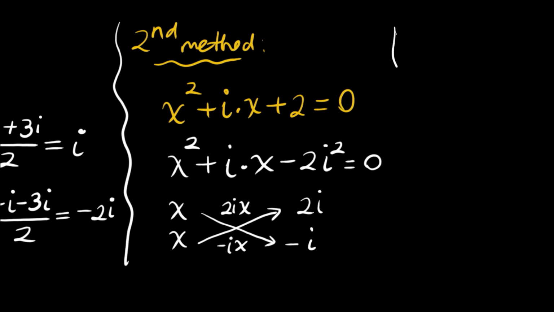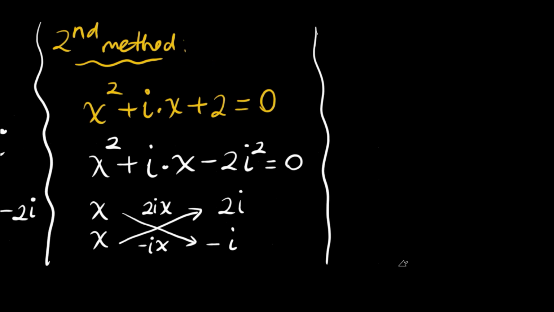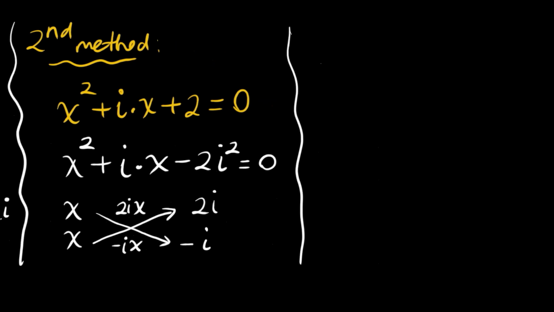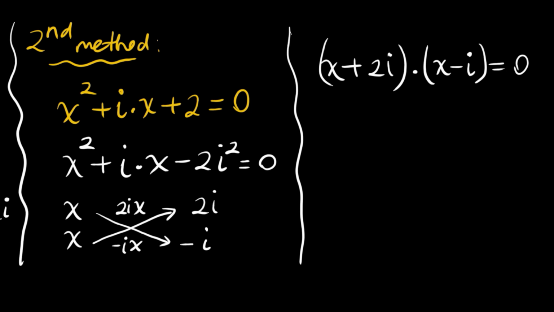So the factorization here is x plus 2i times x minus i is equal to 0. So we can say x is equal to negative 2i or x is equal to i. This is the second method.